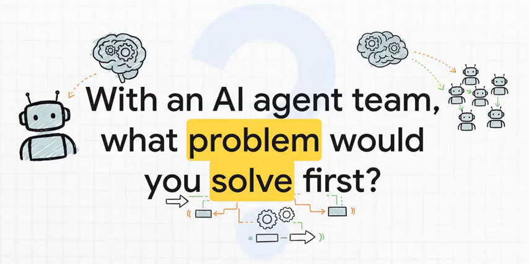So, the big takeaway here is this: the solo AI assistant is evolving. It's becoming a team player. And that leaves all of us with a pretty fascinating question to chew on. Once you can build your very own specialized team of AI agents, what's the first problem you're going to solve?